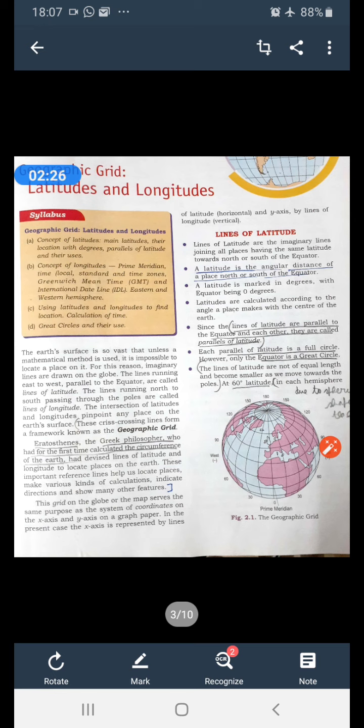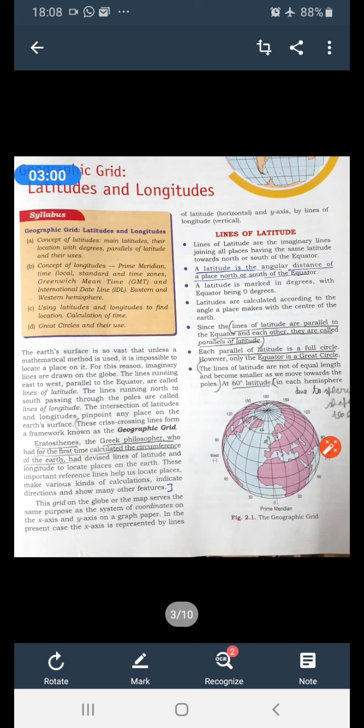Now, these latitudes are marked in degrees, and the equator is 0 degrees. Latitudes are calculated according to the angle a place makes with the center of the earth. The next point is important. You see this picture of a globe and you will see that these lines of latitude are parallel to each other. They don't join at any place, and that is why latitudes are called parallels of latitude.